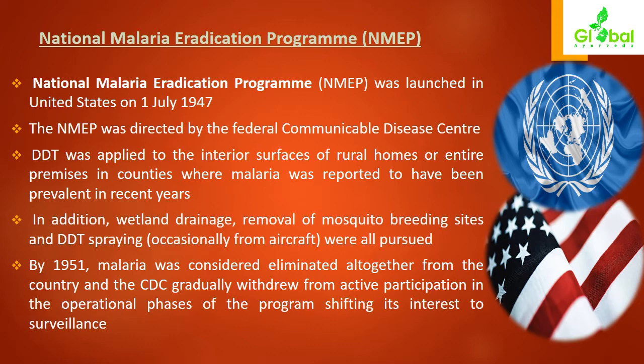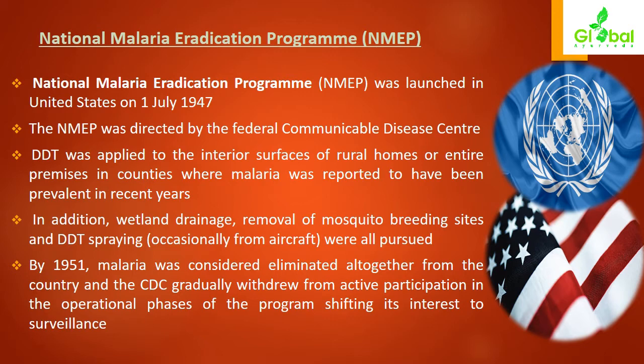What they have done, first of all, DDT was applied to the interior surface of rural homes or entire premises in countries where malaria was reported to have been prevalent in recent years. That was their first line of attack against the malarial infection. In addition, wetland drainage, removal of mosquito breeding sites, and DDT spraying occasionally from aircraft were all pursued under the guidance of the CDC, the Communicable Disease Center.